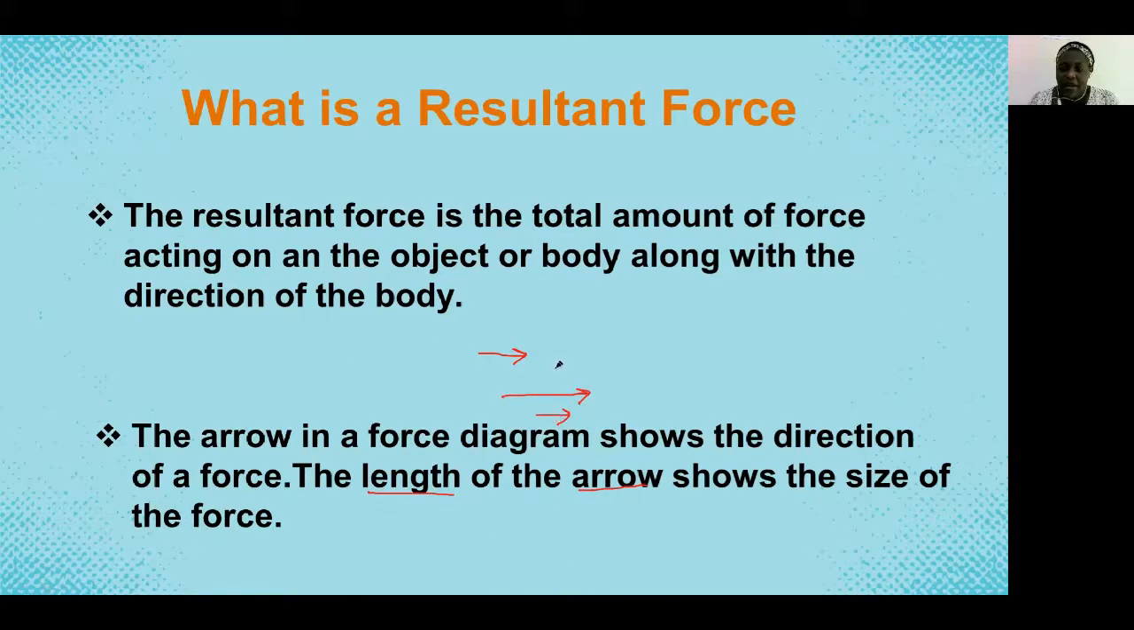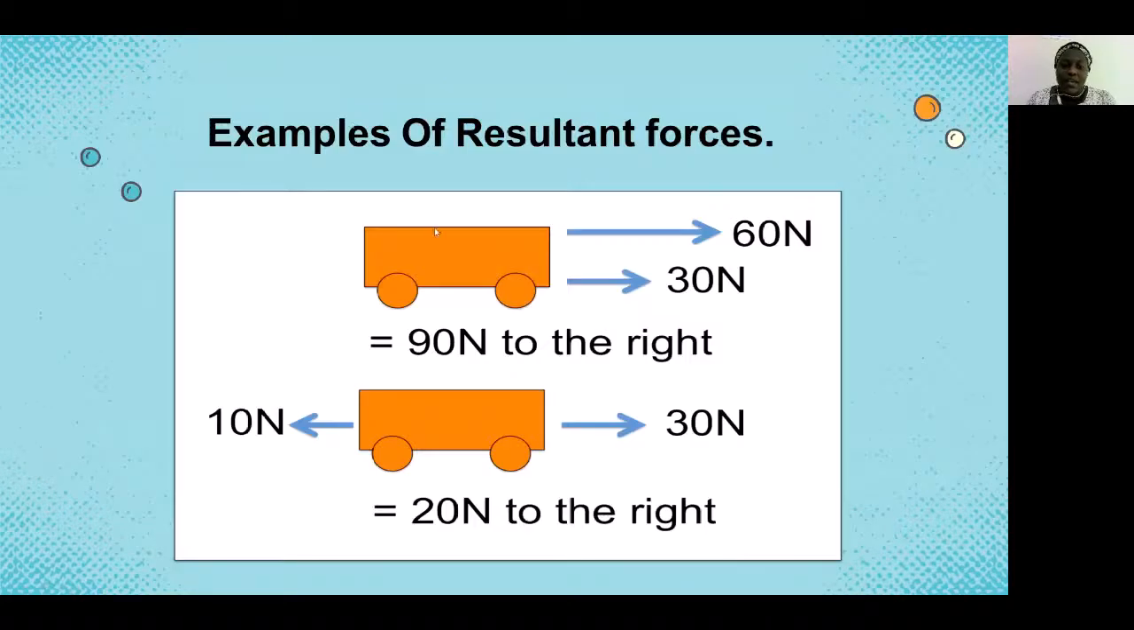Okay, students, have you understood the concept of an arrow? When the arrow is long, it shows more force. When the arrow is short, it means less force. Okay, let's see. We can understand well with diagrams. Okay, let's see here. Examples of resultant forces.